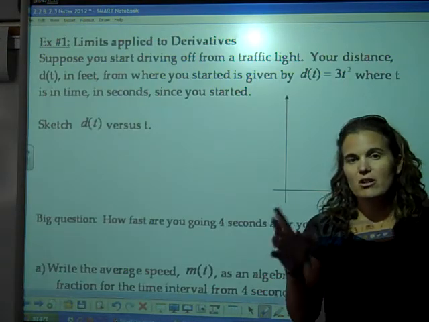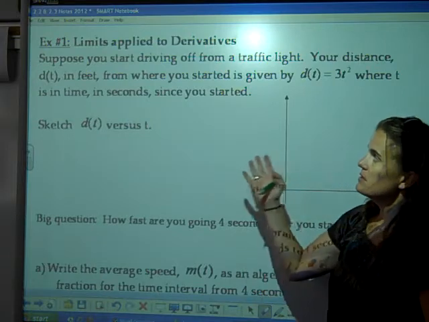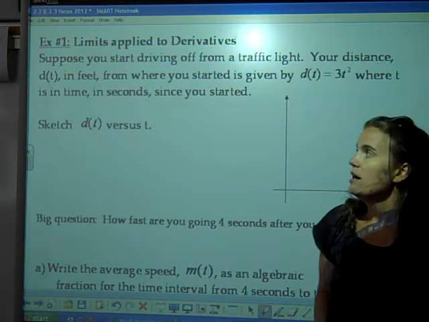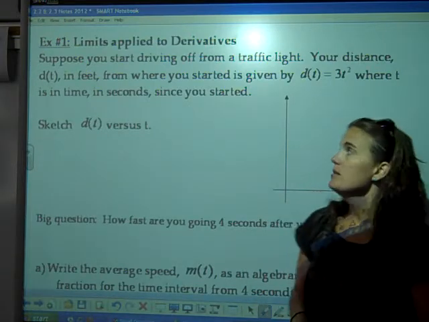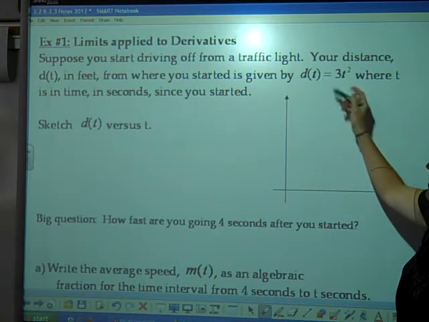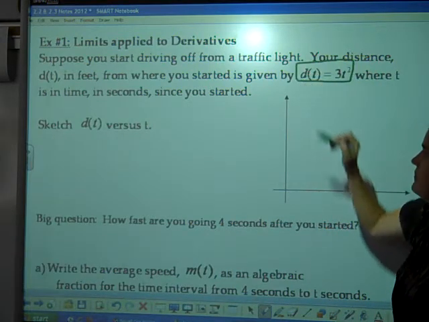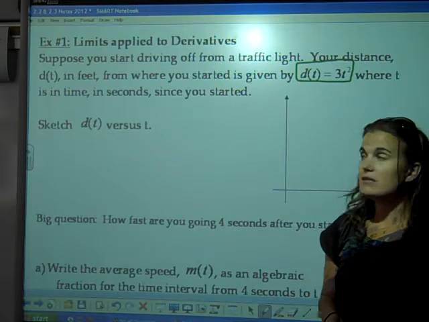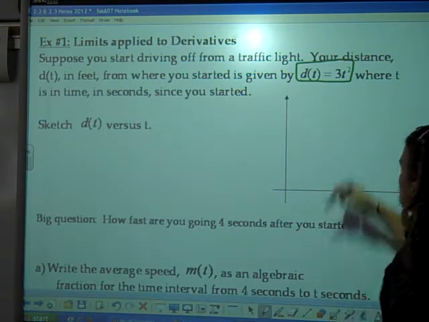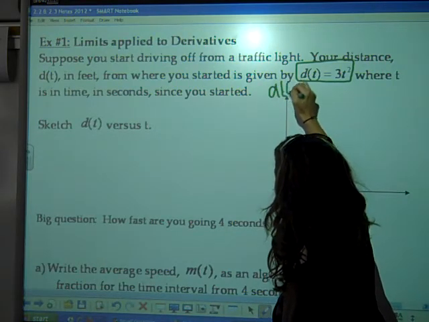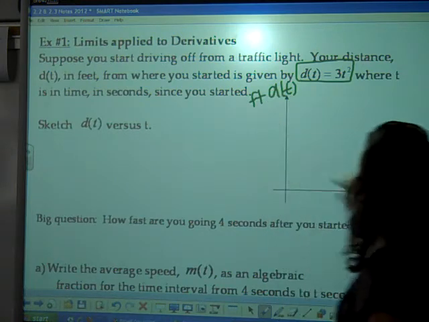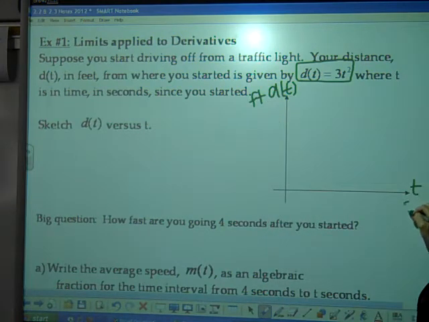So this lecture is all about this one example. And this one example is you are driving off from a traffic light. Your distance d of t in feet from where you started is given by this equation here, 3t squared, where t is in time, in seconds, since you started. So d of t is in terms of feet, and t is in terms of seconds.